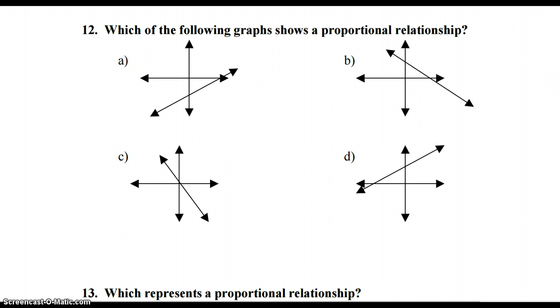Alright, number 12, very quick. Which of the following graphs shows a proportional relationship? Two things about proportional graphs: it has to go through the origin, and it has to be a straight line. There's only one of those that meets that criteria, and that is C.